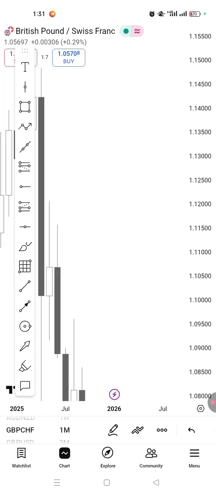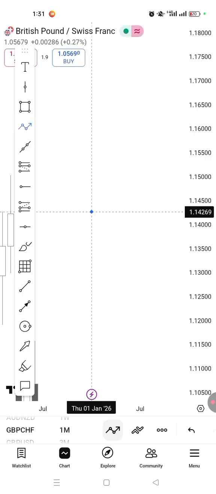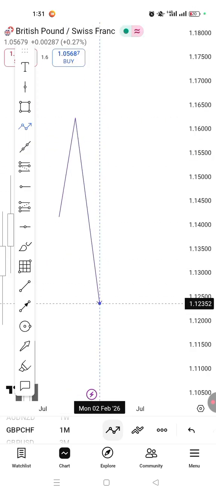Now, I'm not going to just talk about the weekly. I'm going to talk about monthly. Now, when it comes to directional bias or understanding the market, there are two things you need to know. Number one, where is the market coming from? Then, where is the market going to?